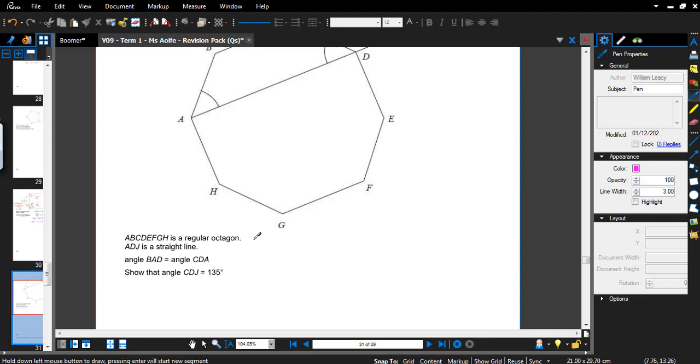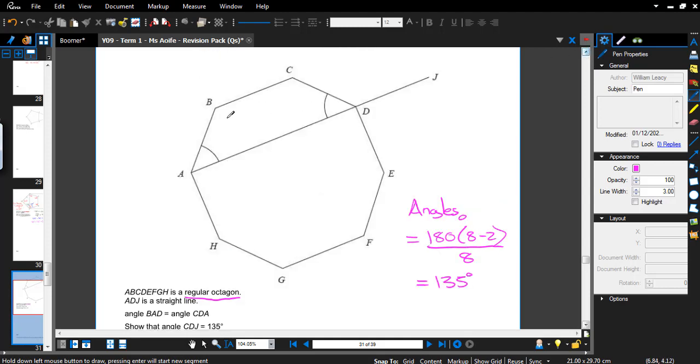Right, straight away, regular octagon. Let's use that information. I'm just going to write out angles O. So equals what? 180 times n minus 2, so it's 8 minus 2 over 8. So you're going to get 135 degrees. So we know that this is 135 degrees, and we know that that is 135 degrees. Now, we know that's the same size as that, is the same size as that.